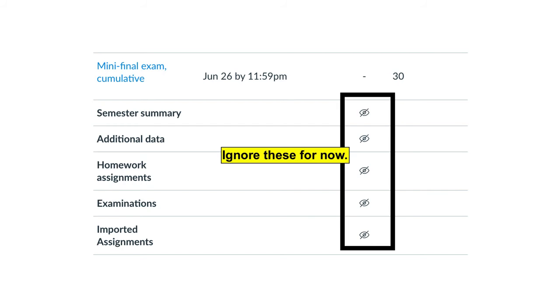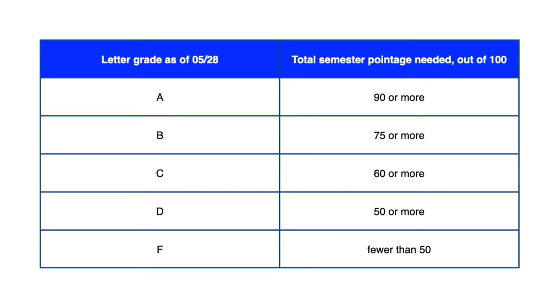Now, there's some other stuff down here at the bottom. Those percentages, which you may be used to seeing in other classes, are turned off, and I want you to ignore them for now. I'll probably turn them on towards the end of the semester, but it's not really that helpful because we already have the one line that we want to look at, the total semester pointage. This is what you want to look at to figure out your semester grade.